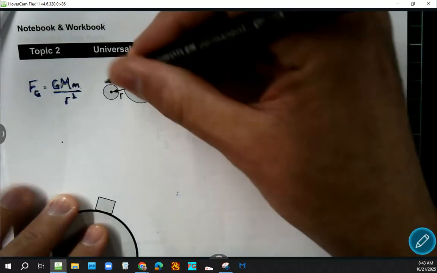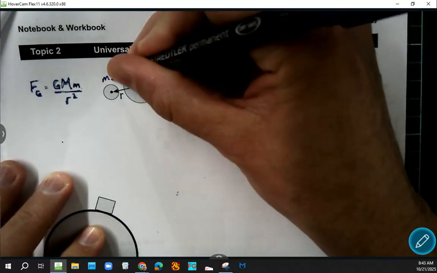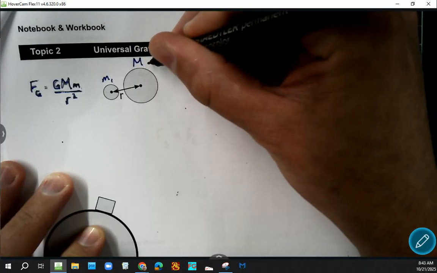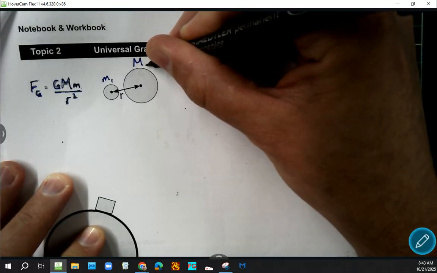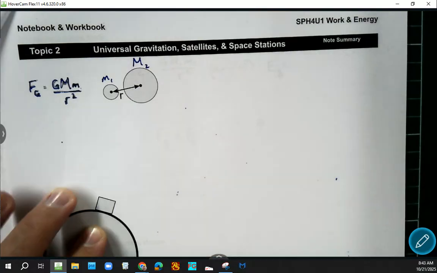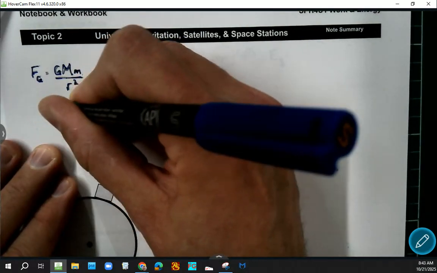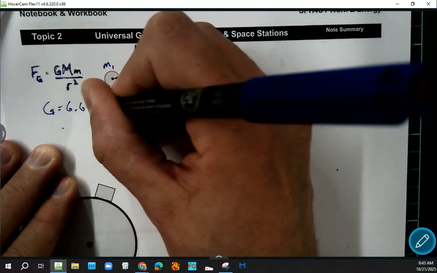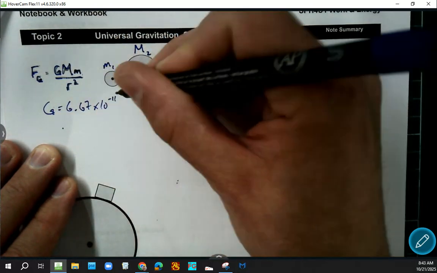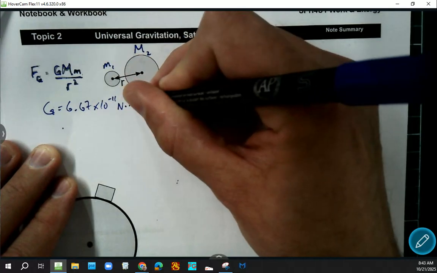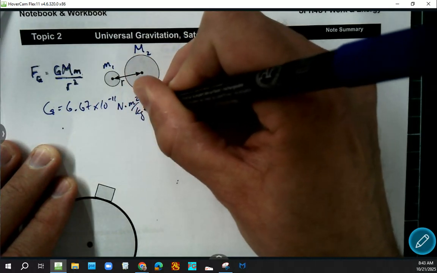But we have mass 1, capital, mass 2, a distance of r between centers of mass, not between surfaces. And we have G equaling 6.67 times 10 to the power of negative 11. And yeah, you've got to know the units: Newton meters squared per kilogram squared.